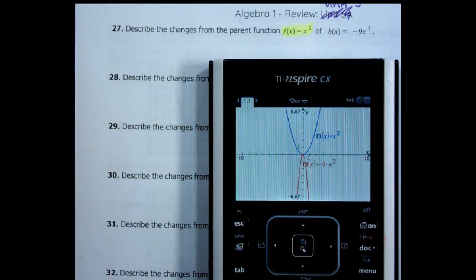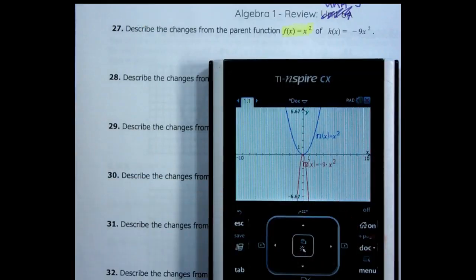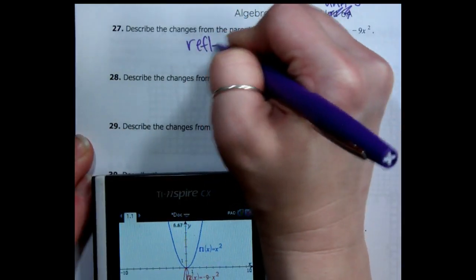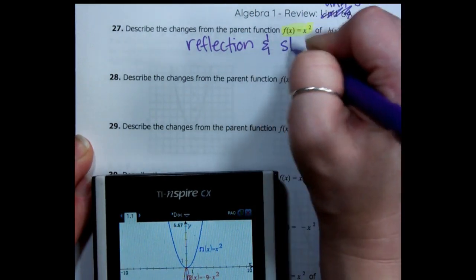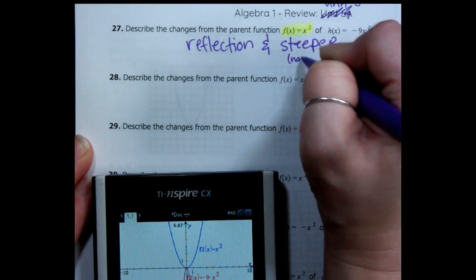Okay. How is the red one different than the blue one? Well, the first thing I notice is instead of going up, it's going down. So it's reflected. But it's also a lot skinnier. So we would consider that to be steeper. So we would say that this is a reflection, and it's steeper because it's skinnier or more narrow.